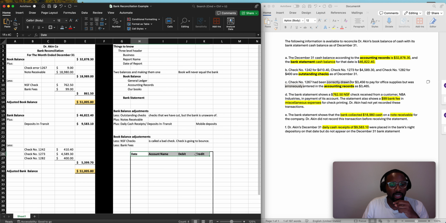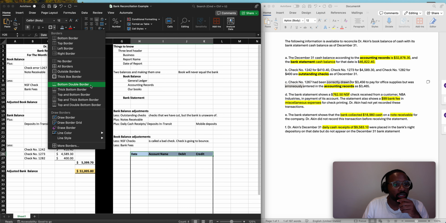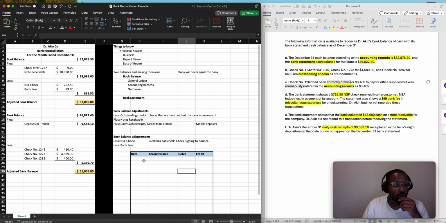So again, like I said, you want to remember, we are only recording journal entries for the adjustments in the book balance. Why are we not recording adjusting journal entries for the bank?